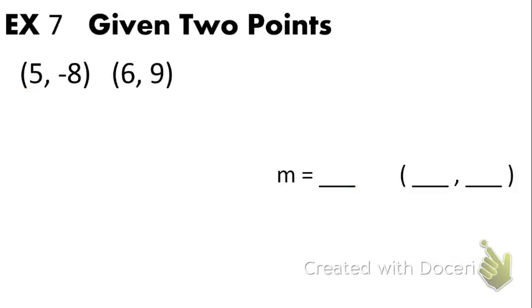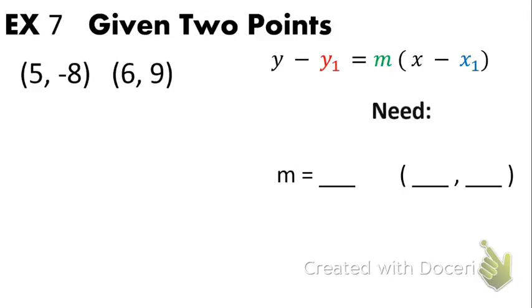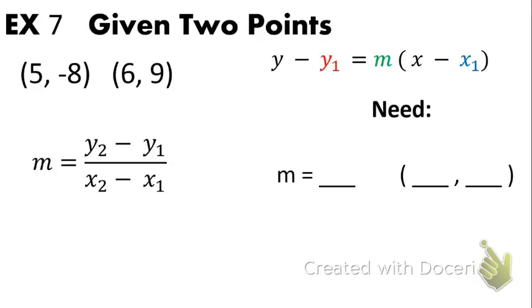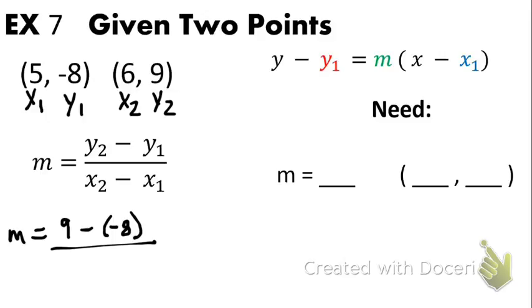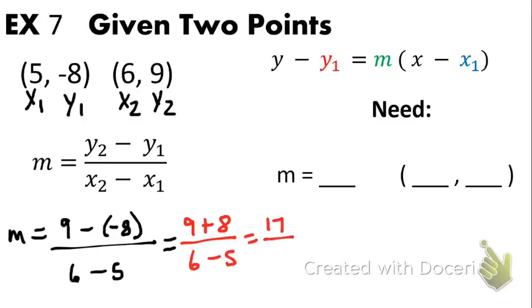Example 7, again, what you need is a point and a slope. So we'll use the slope formula. Again, go ahead and label first. This is x1, y1. Second x, second y. Plug it into the formula. 9 minus, now again, please pay attention that the 8 is negative. Okay, and then we're going to do 6 minus 5. Again, the top becomes 9 plus 8. We've been teaching you no two signs. 9 plus 8 is 17. 6 minus 5 is 1. So the slope is 17.